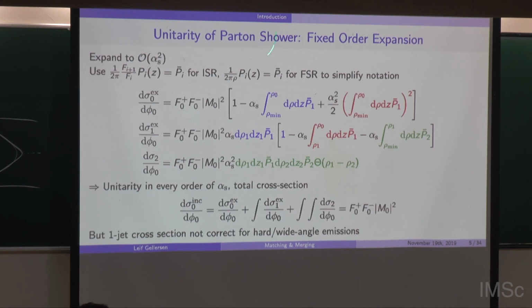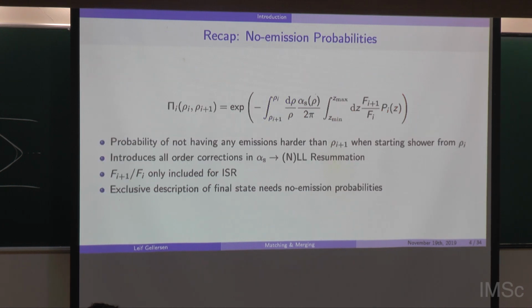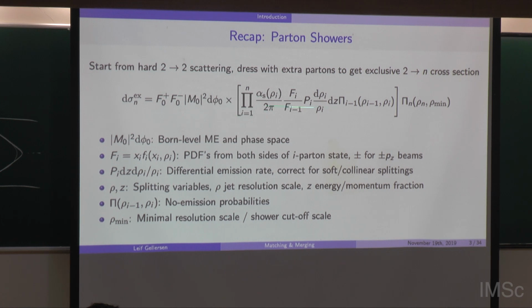So I was talking about unitarity, and I want to go a little bit more in depth because that is helpful for this lecture. So instead of looking at it entirely, I will do a fixed order expansion to order alpha s squared. And then starting from this formula here, if we expand this in orders of alpha s, we will have contributions from the emission probabilities here, but we will also have contributions from the no emission probabilities. Remember, this was just exponential of minus the emission probability.